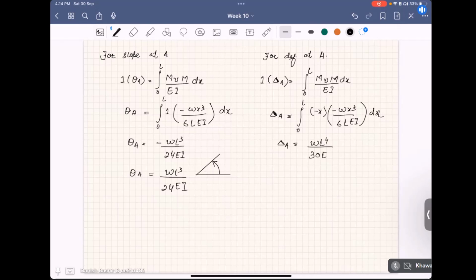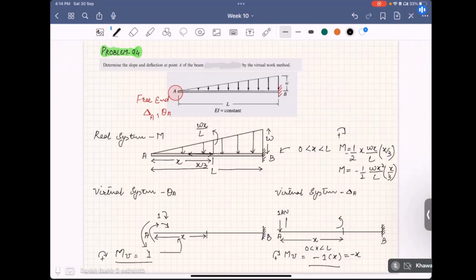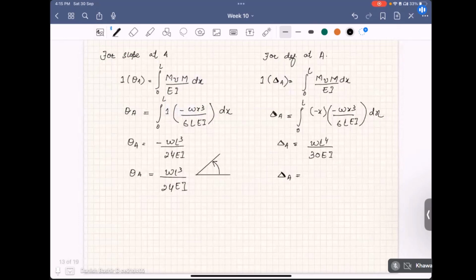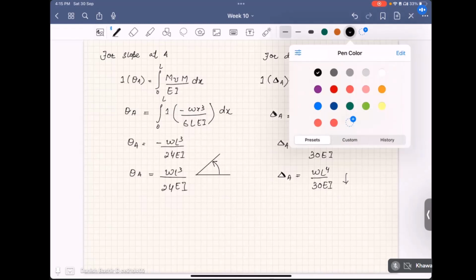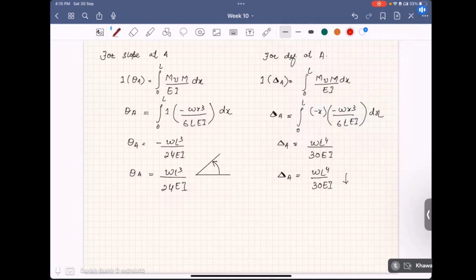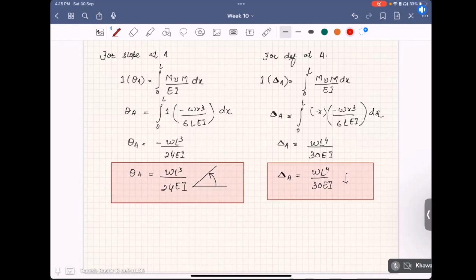Since it's positive, our assumed direction of the load is actually the direction of the deflection as well. The load is downward, so the deflection will also be downward. It's obvious from the loading figure that the deflection will be downward: wL power 4 by 30 EI, downwards. So you see how we calculated the slope at point A and the deflection at point A using these formulas.